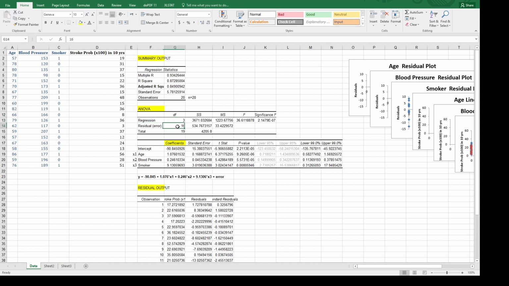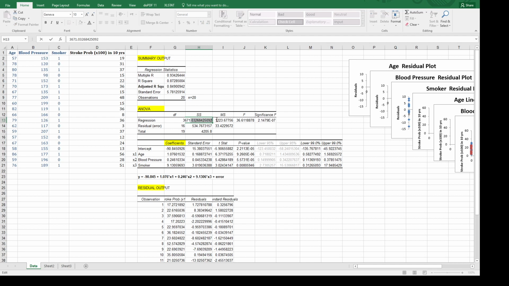Residual has 16, and that is because n equals 20, so 20 minus 3 minus 1. So that's 20 minus 4, which gives you 16. And then total degree of freedom is just 20 minus 1, and that gives you 19. So these are degrees of freedom, and then sum of squares due to regression. So basically the number you see here, let me just clean it up.